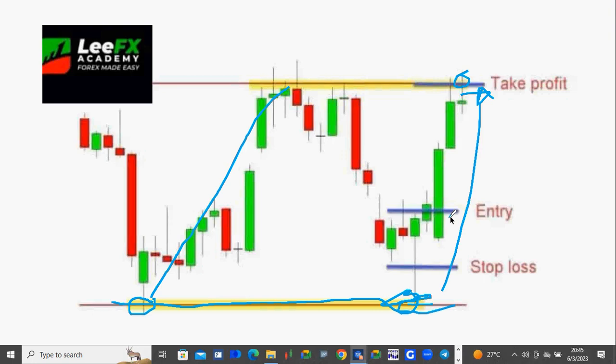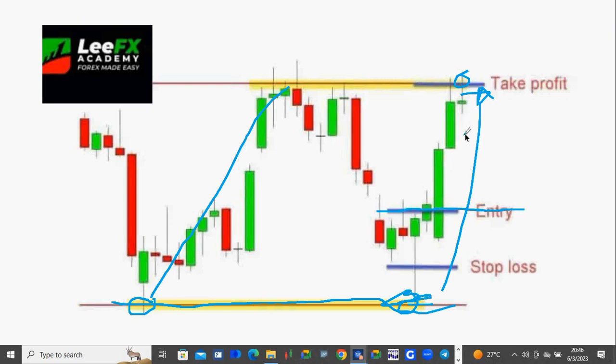support, you can decide either to enter from the very point on support, or you wait until it bounces. Then once it forms the pattern of the hammer, you can enter from this level here. So this is the entry. So you are targeting these pins from here up to there.